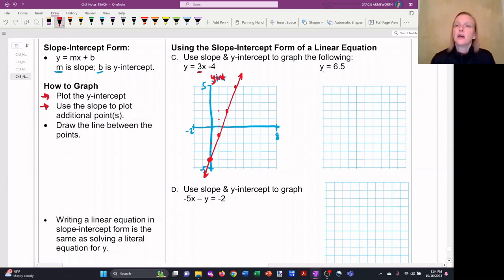How about this equation, y equals 6.5? Is this in slope-intercept form? Well, yes, it is. It's just that the x term disappeared. Why did the x term disappear? Well, our slope must be 0. So if I were to rewrite this in more obvious slope-intercept form, it would be 0x plus 6.5. So I can see a little more clearly now that my y-intercept is 6.5, but my slope is 0.